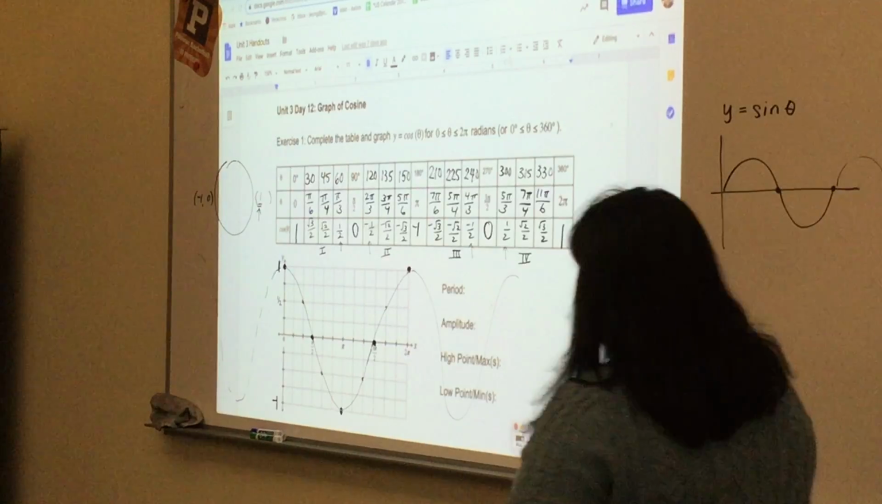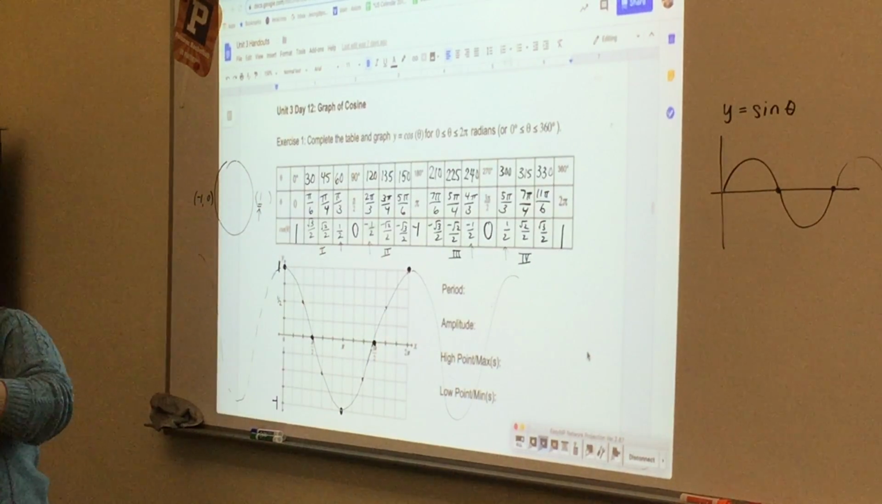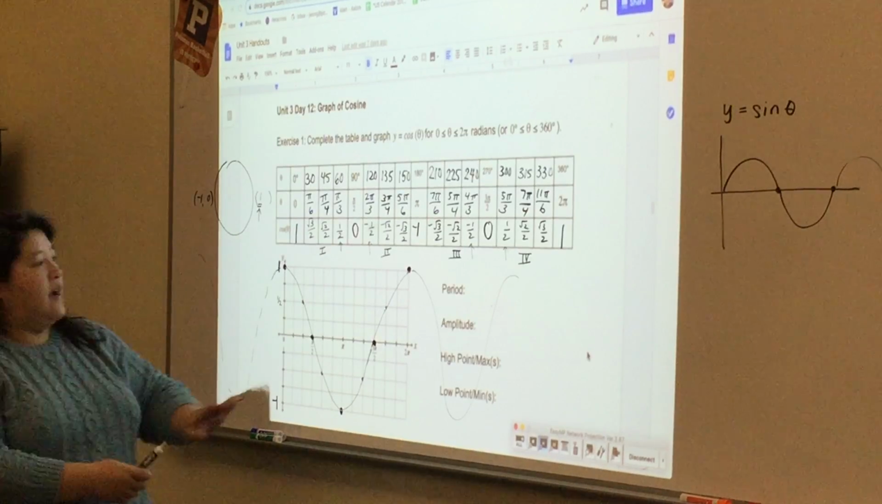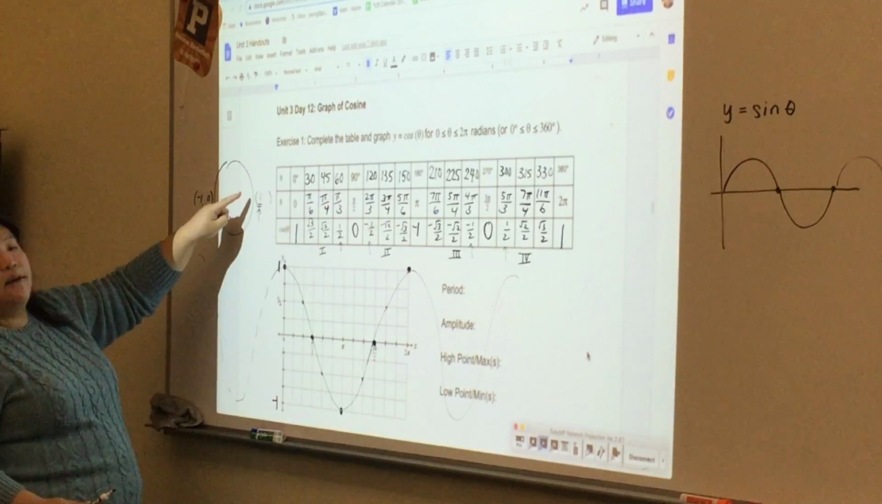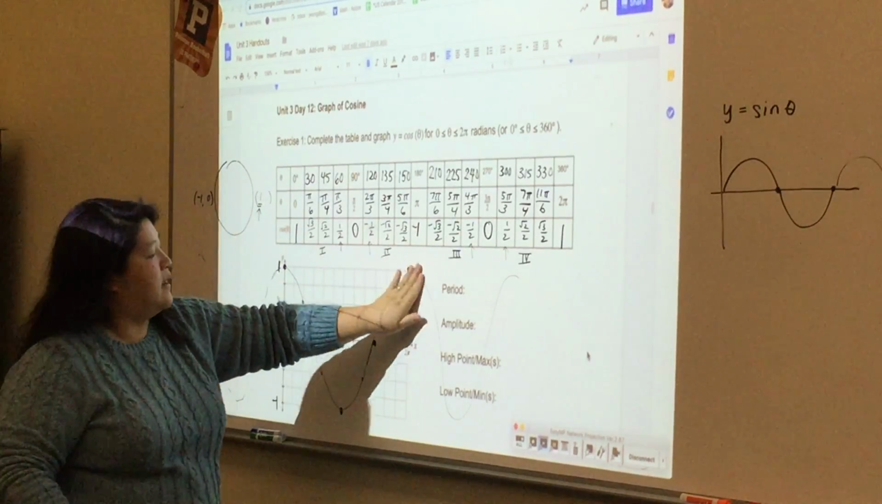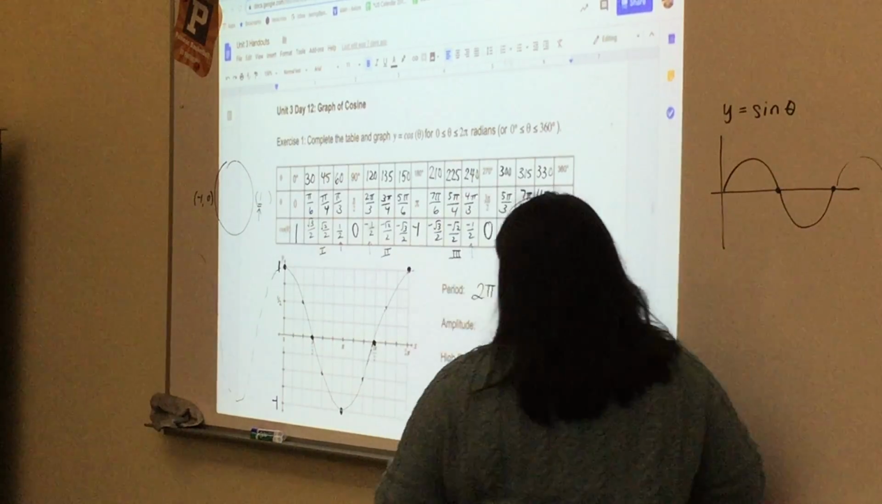Okay, so what's the period here? How long until I repeat my whole picture? 2 pi, right? Because just like with sine, when I go around the circle, I'm going to go around again, I'm going to get the exact same values again. 2 pi. It's the same thing.